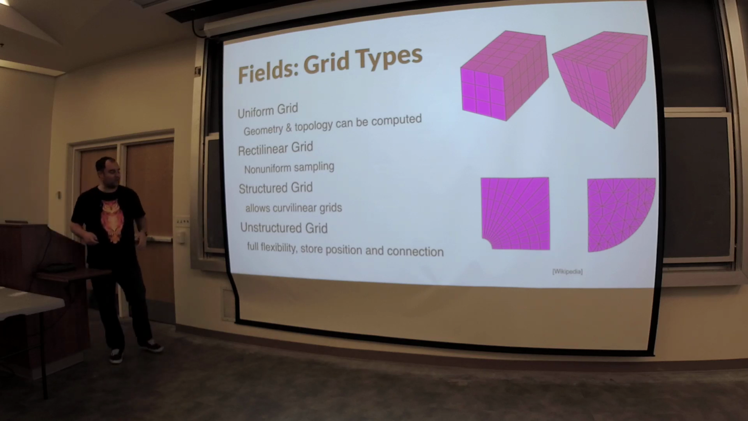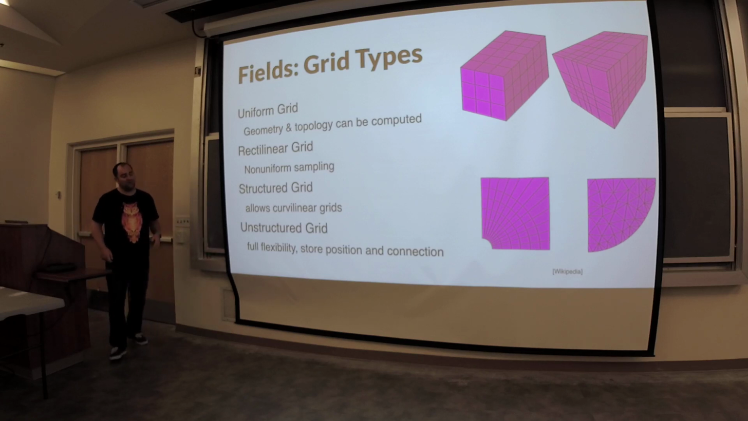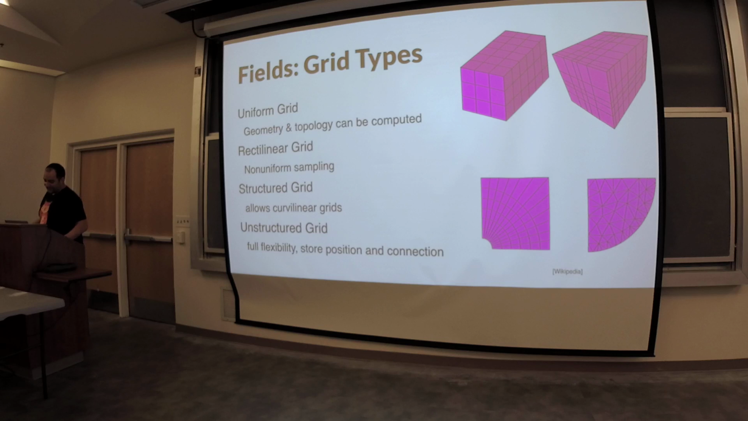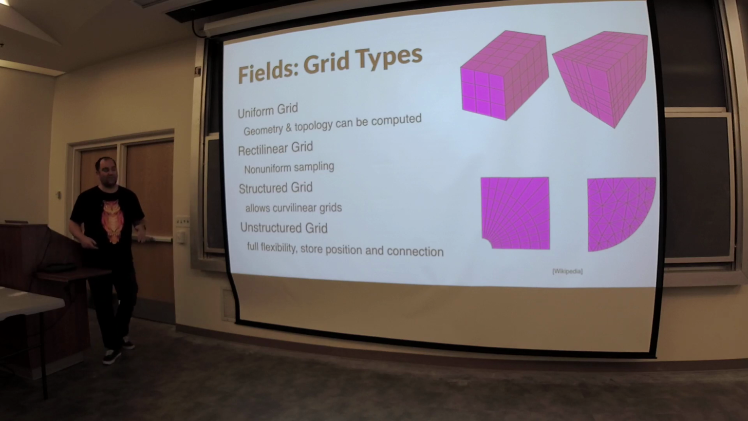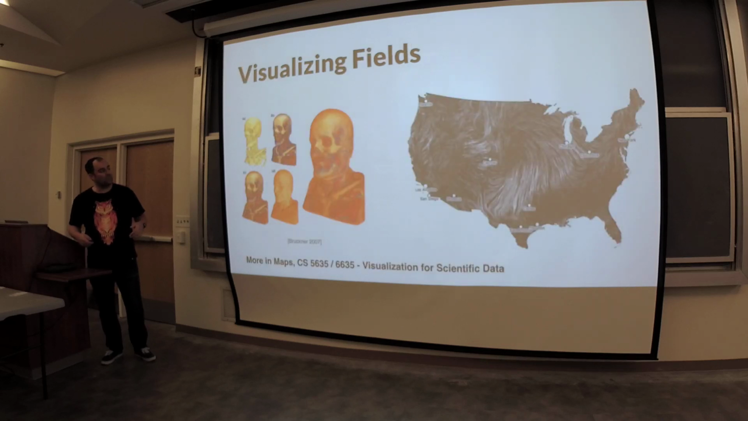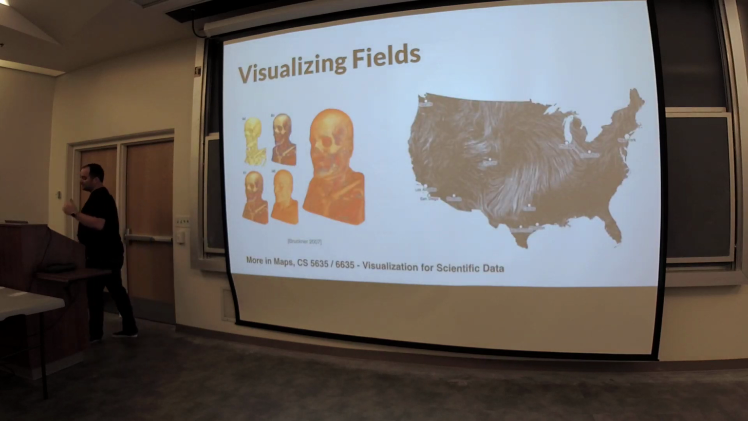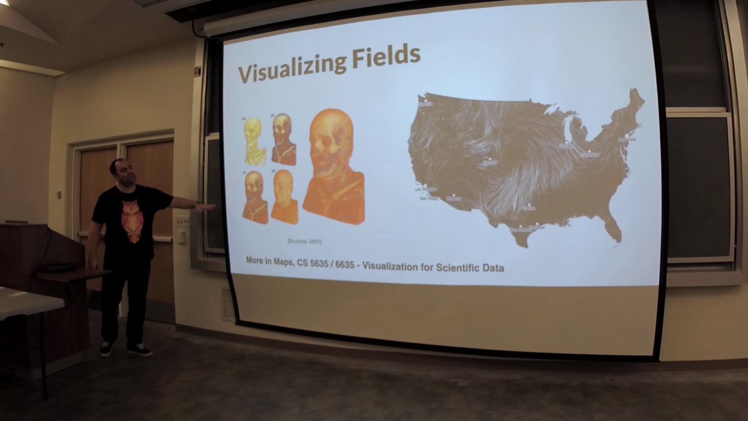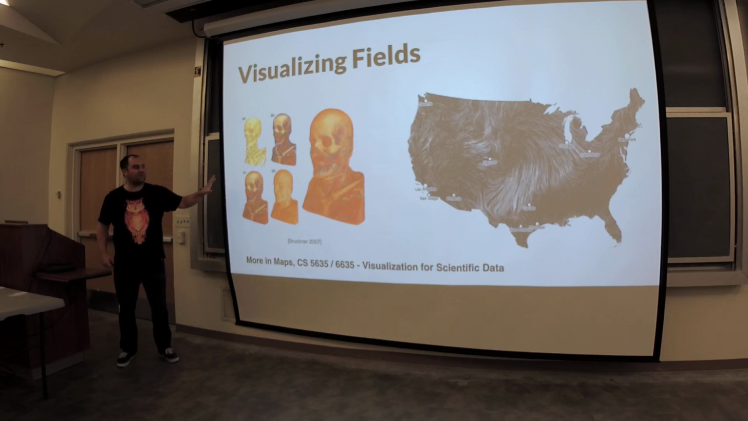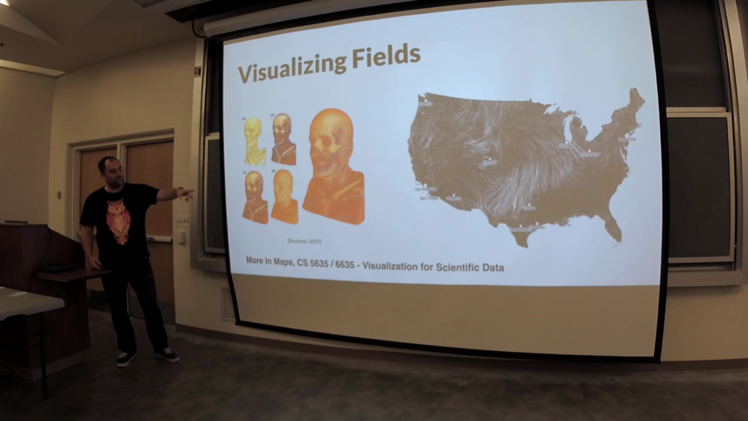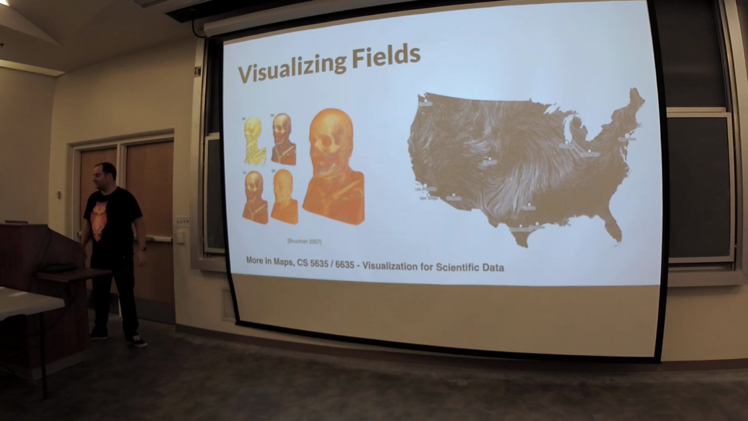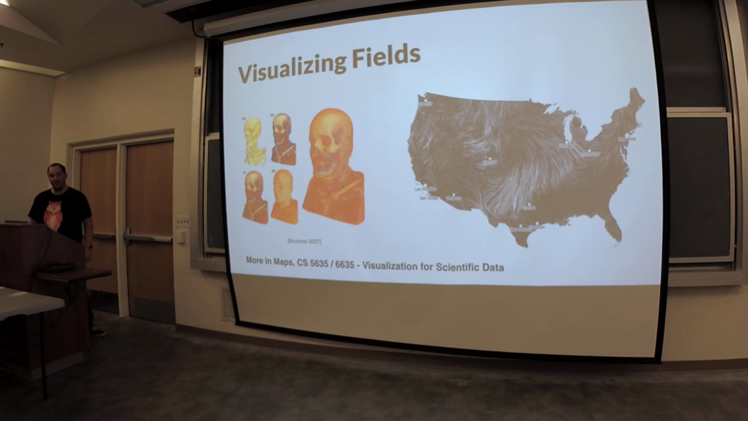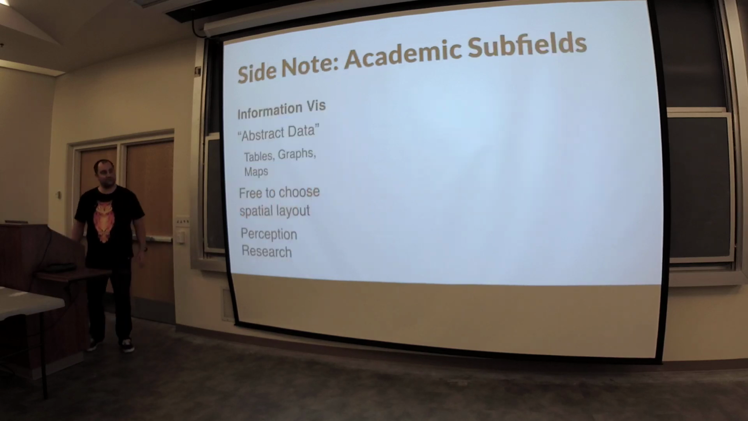curvilinear shapes allowed. And then the most flexible way to sample a field is an unstructured grid. Here I have full flexibility, but I do have to store everything about the grid in addition to the data that I sample on top of it. You'll talk more about this if you take the visualization for scientific data class, where this kind of stuff will be the main content. This is what you need to do if you want to visualize something like this MRI scan of the head and the torso. We do talk a little bit about visualizing fields in the context of maps. Here's a wind map on top of the United States, and we'll cover some of that.